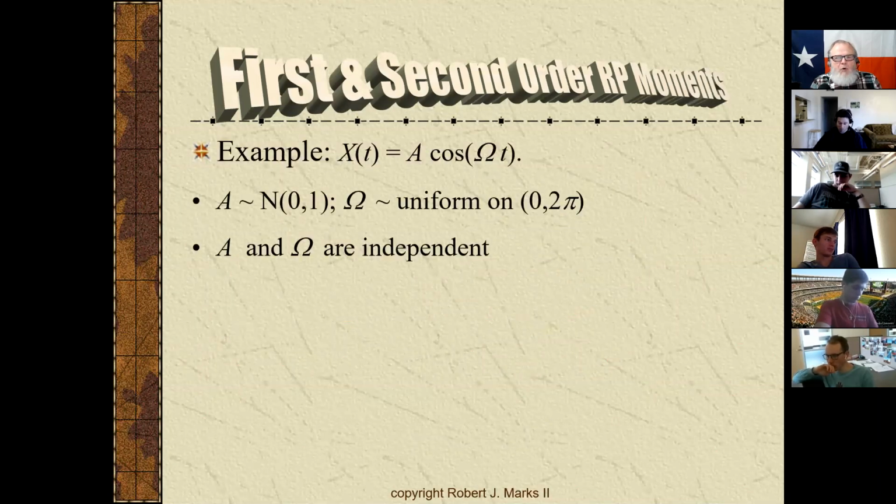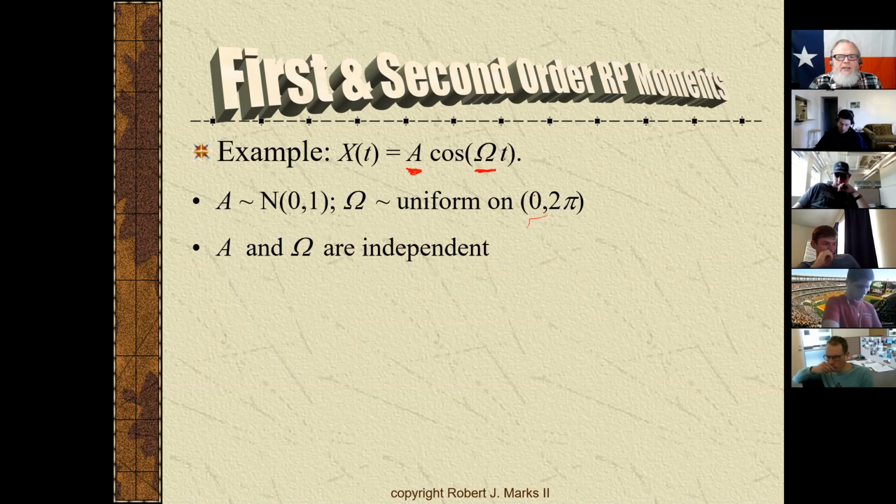Let's take an example. It's always good to have an example. X of t is equal to A times the cosine of omega t. Now, what makes a process stochastic? A process is stochastic if there's anything of a random variable associated with the process. Here we have a stochastic process and we have 2 random variables. We have the random variable A and we have a random variable omega. We're going to assume that they are independent of each other.